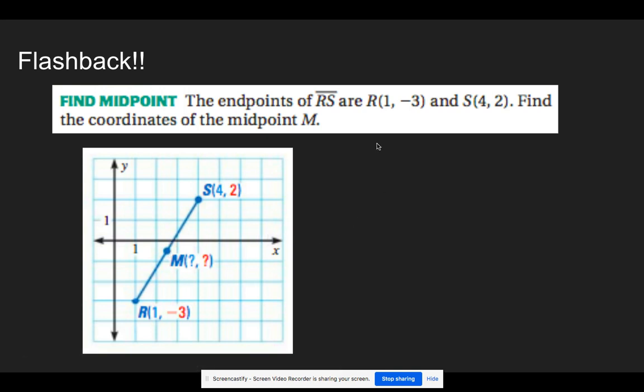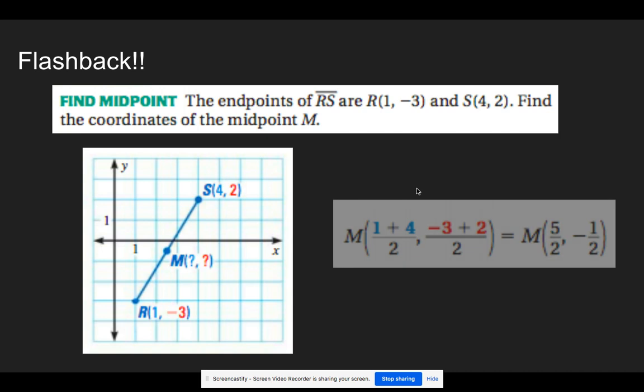We can use the midpoint formula by adding the x's and dividing by 2, adding the y's and dividing by 2. So we get 1 plus 4, which is 5, divided by 2. If I took this to decimals, that would be 2.5. And then -3 plus 2, which is -1, divided by 2 is -0.5.